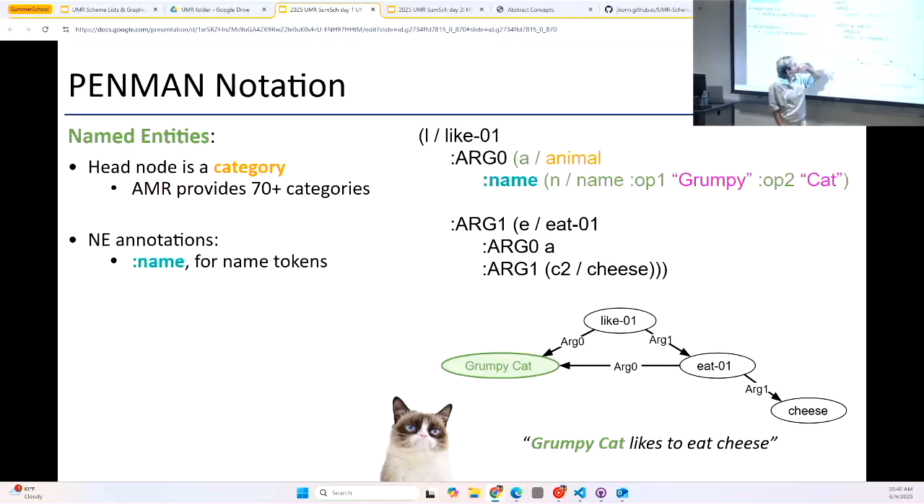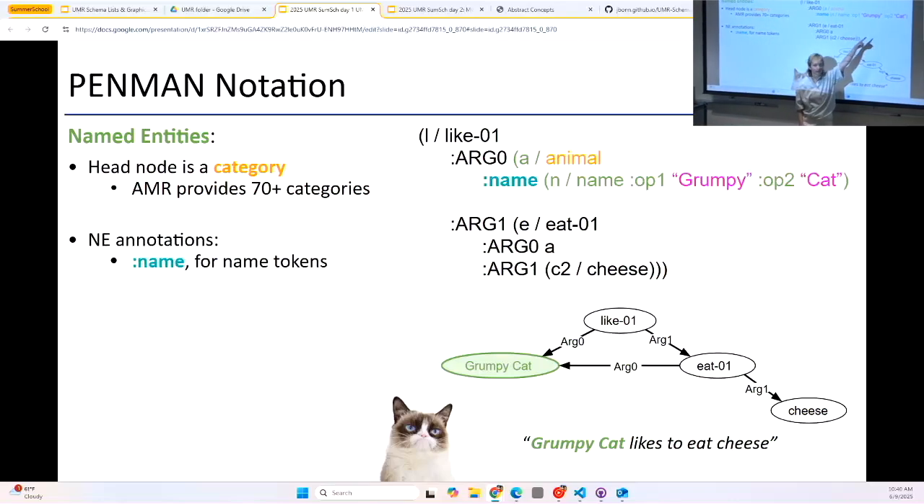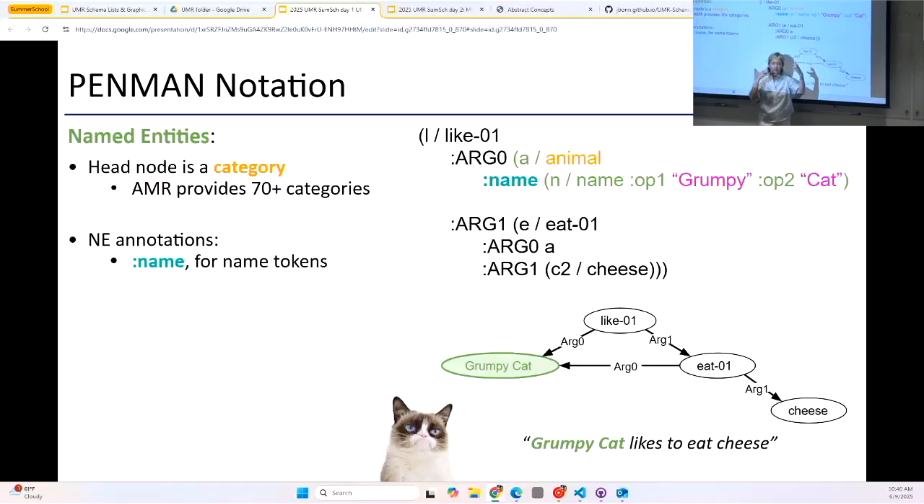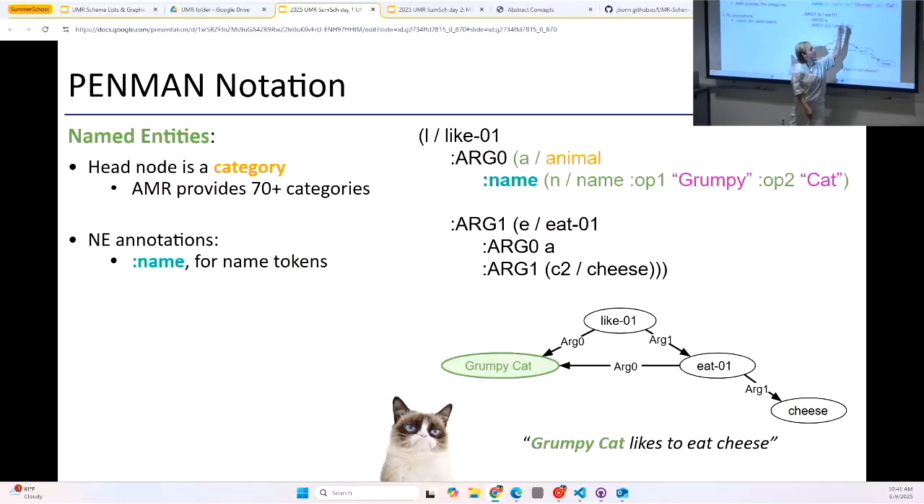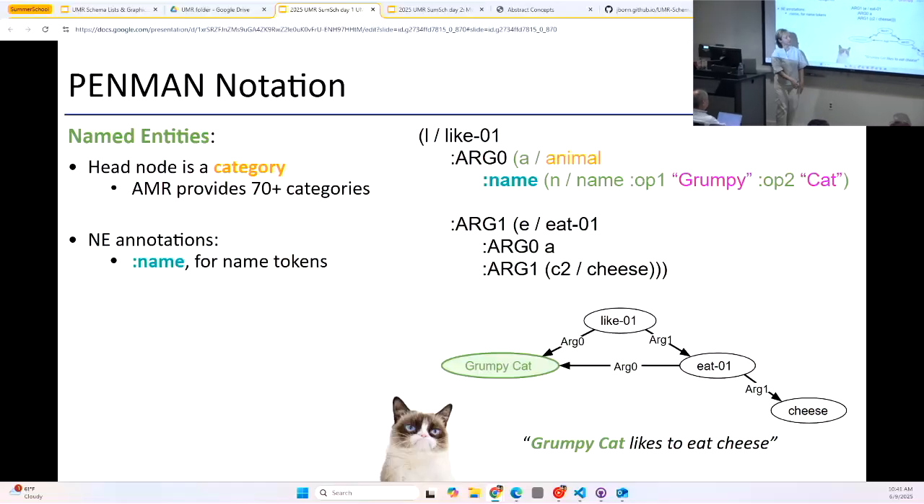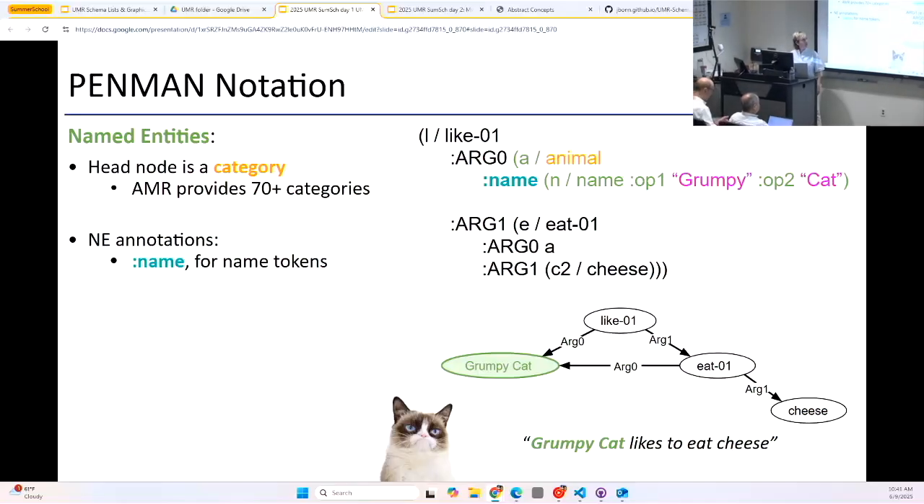The reason to do it this way is that Grumpy and Cat are not nested. Well, I guess they kind of are. But if it was John Smith, they would be nested. So it's a good way to show that there's a flat relationship between the two words in the name.